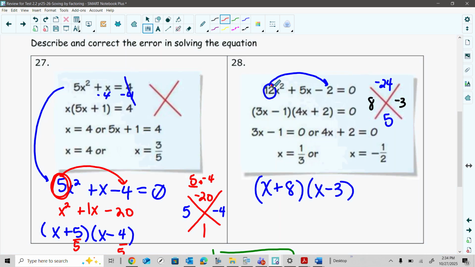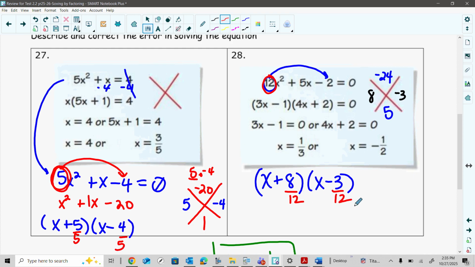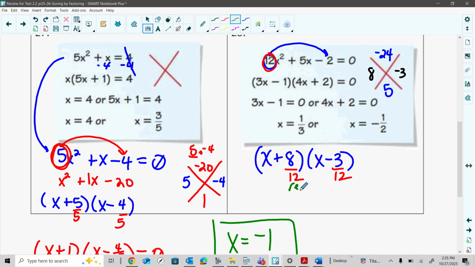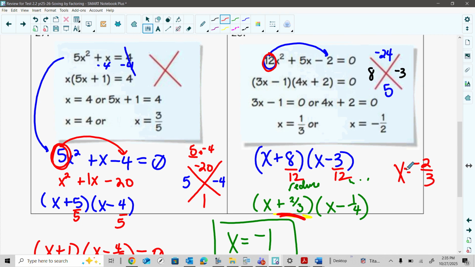But because we had a coefficient of 12, we're dividing each term by 12. So this is going to require you to reduce this fraction, or reduce both of these fractions. So when I reduce it, it is x plus, they got 4 in common, 2/3, and then x minus 1/4. Like I was trying to get y'all to see, I'm doing the opposite of what I have here. So my solutions are x equals a negative 2/3 and x equals a positive 1/4.